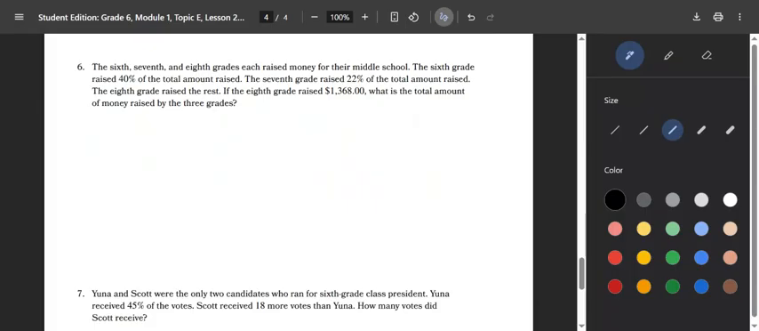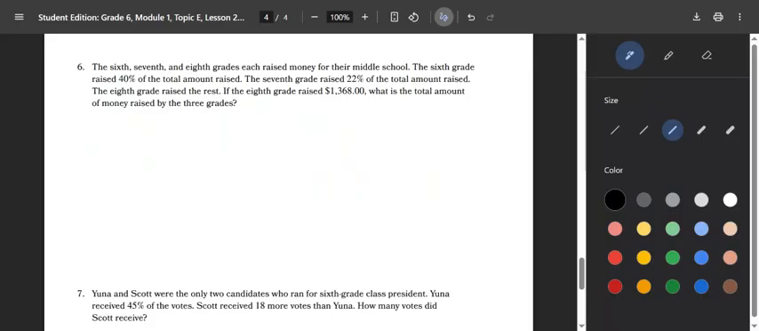All right, for this one, number 6, it says the 6th, 7th, and 8th grades each raised money for their middle school. The 6th grade raised 40% of the total amount raised. The 7th grade raised 22% of the total amount raised. And the 8th grade raised the rest. If the 8th grade raised $1,368, what is the total amount of money raised by the 3 grades?